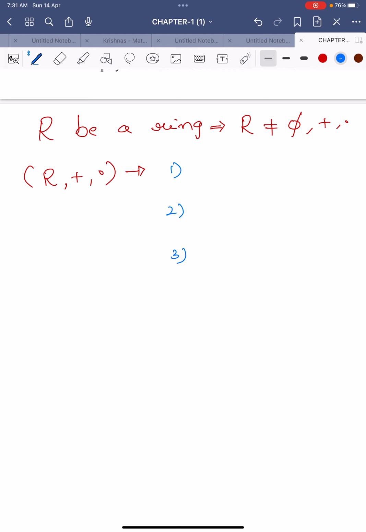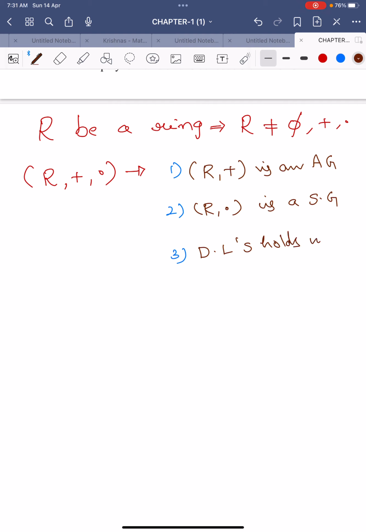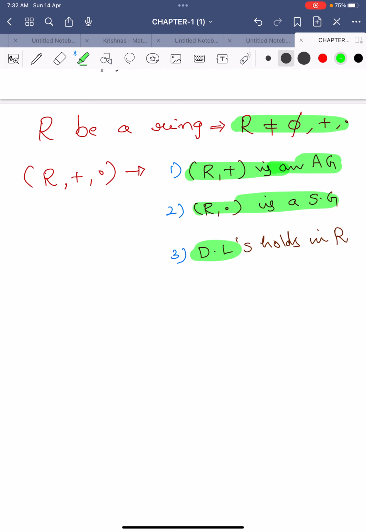The first property is capital R with respect to plus is an abelian group, and capital R with respect to multiplication is a semigroup, and distributive laws hold in capital R. So ring means it is a non-empty set together with two operations, addition and multiplication, satisfying three properties. It is an abelian group under addition, a semigroup under multiplication, and distributive laws hold in capital R.